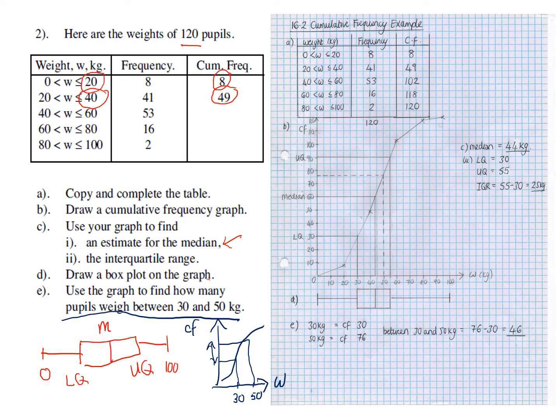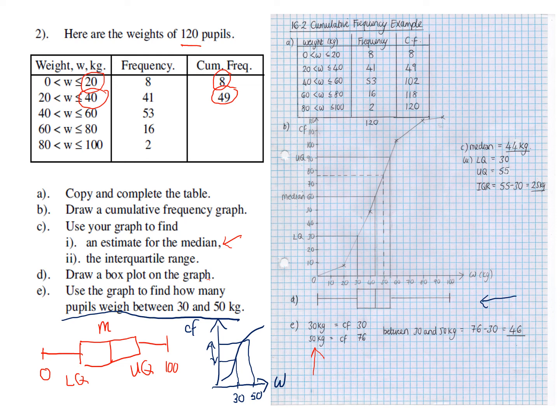There's my box plot. Can you see how with my box plot I've drawn it underneath the axis, so I haven't had to draw another set of axes. The whiskers go from 0 to 100. Here's my median at 44. Here's my lower quartile and upper quartile. And then this part here, just make sure you've understood how to do that.